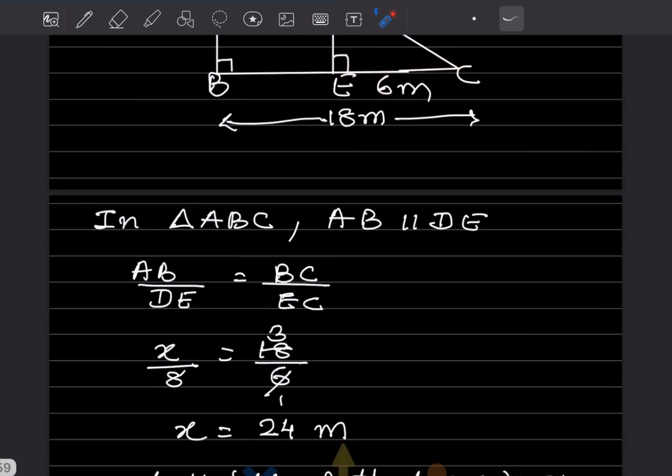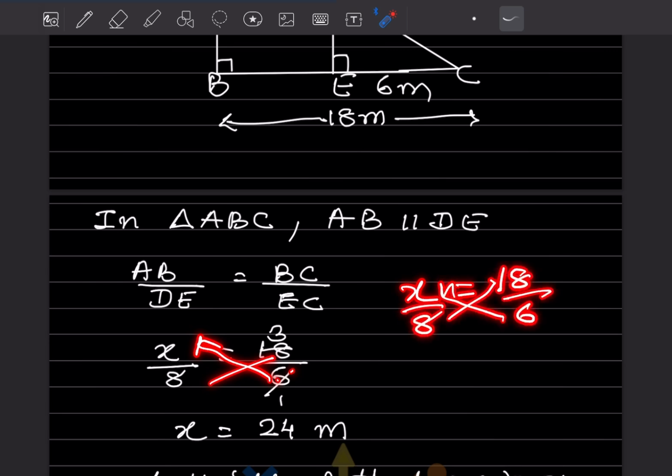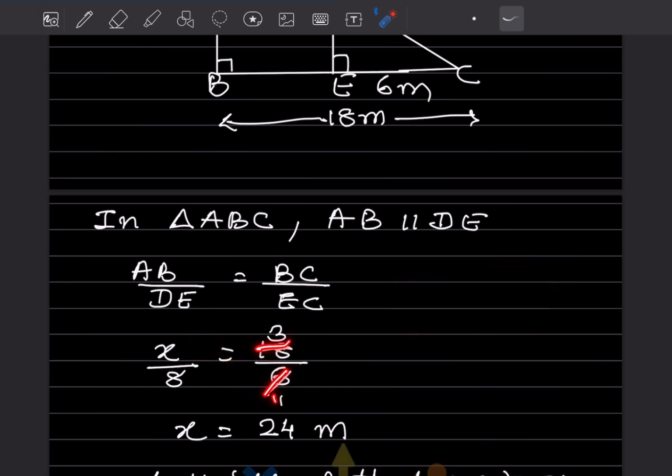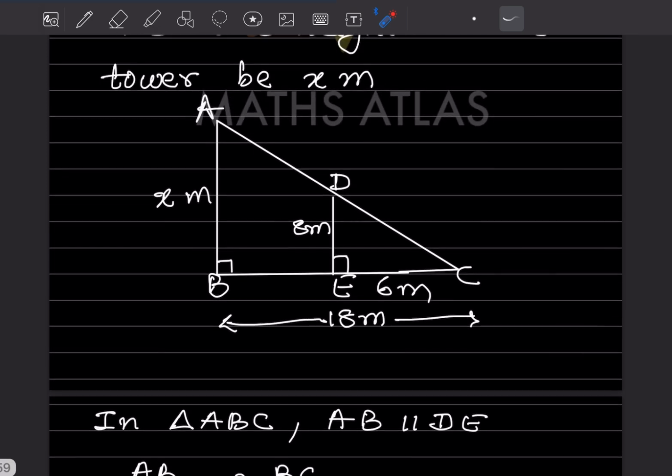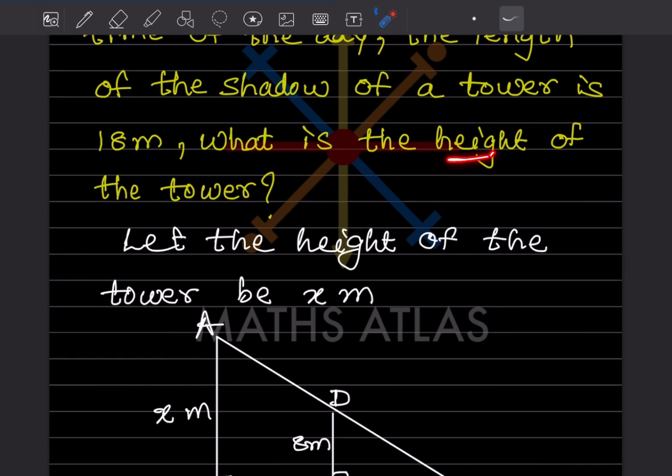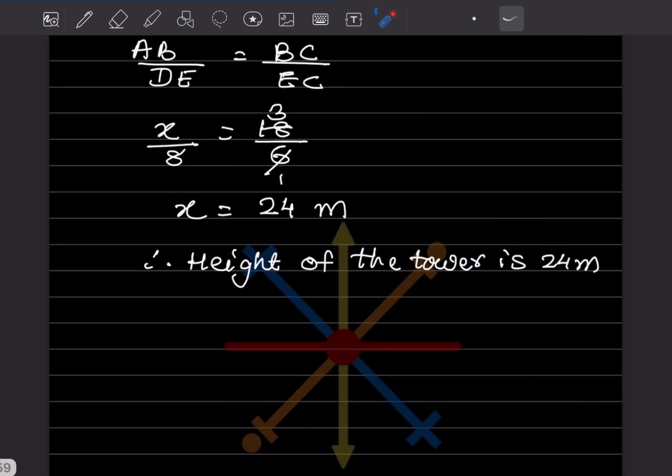Now we can simplify this, or we can just cross multiply it. In both ways it's going to be the same. Even if we cross multiply, we'll get the same answer. But I have simplified here because this was easier. 6 ones are 6 and 6 threes are 18. And later on we can cross multiply. We got 1 over here. So x will be, this will go there, so that is going to be 24 meter. What we have considered x, that is the height of the tower, which is what they have asked. So it is 24 meter.